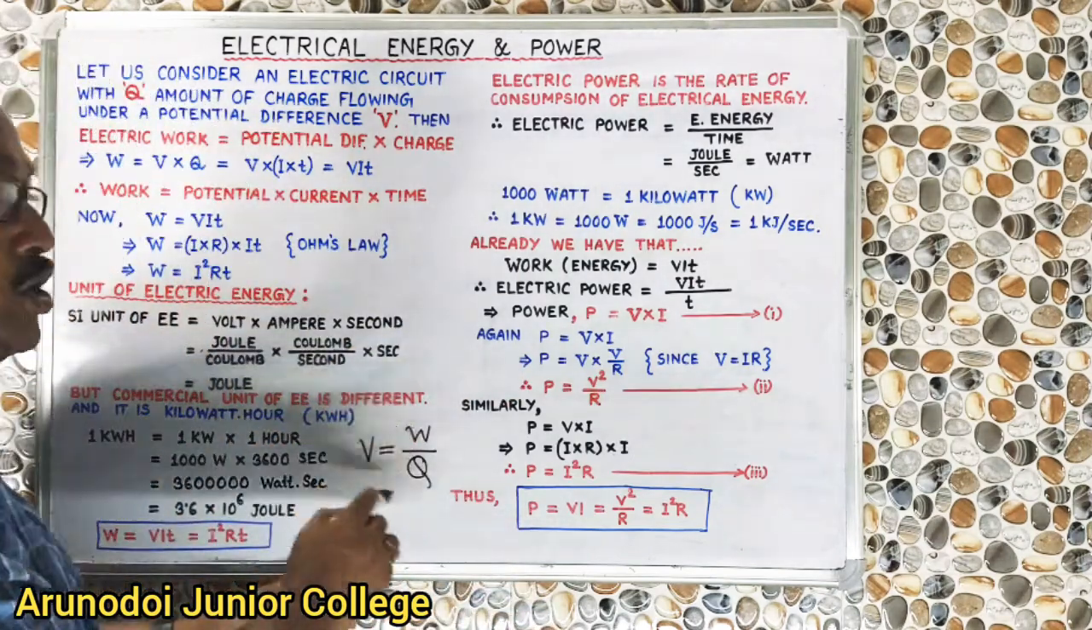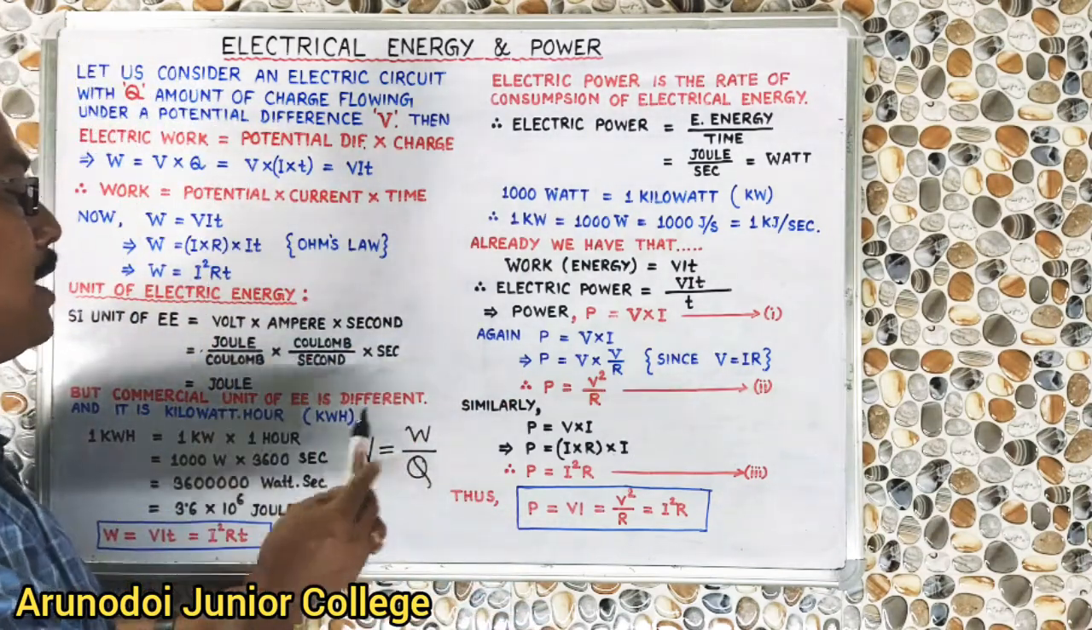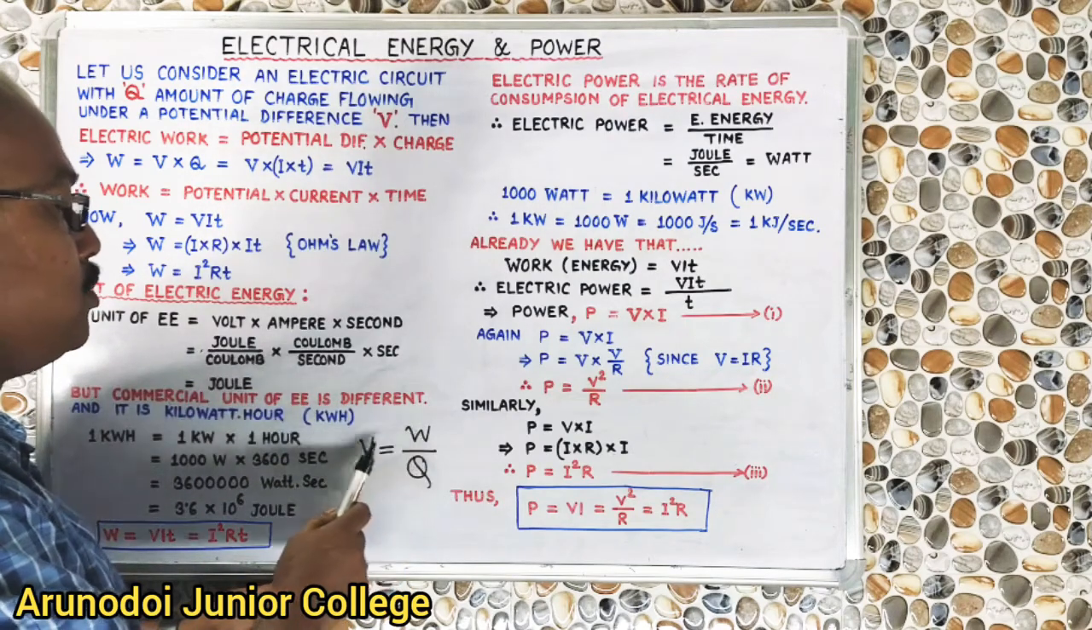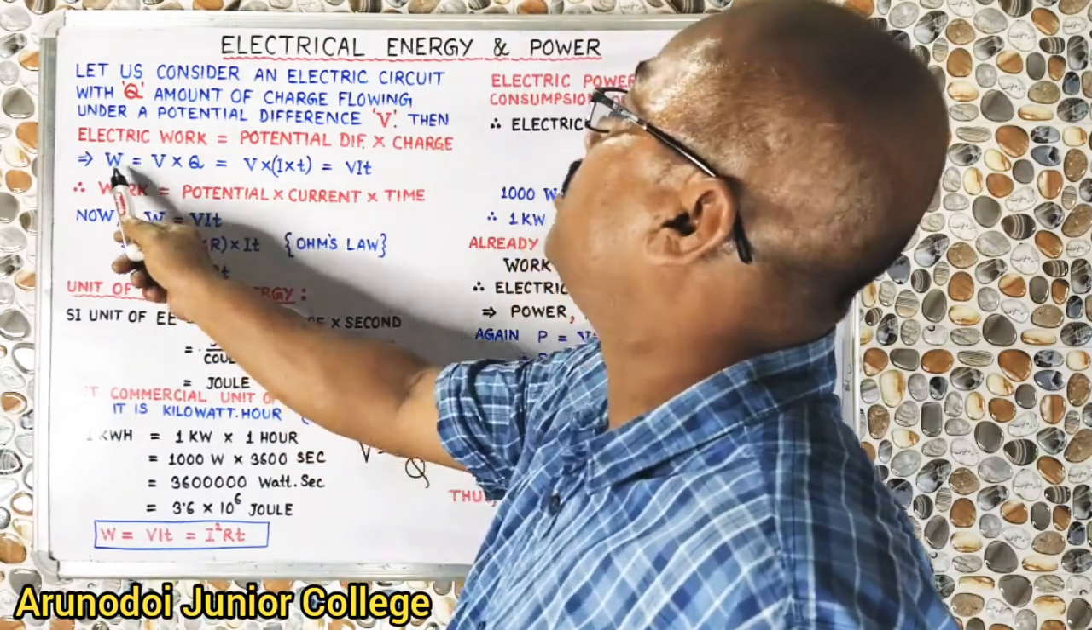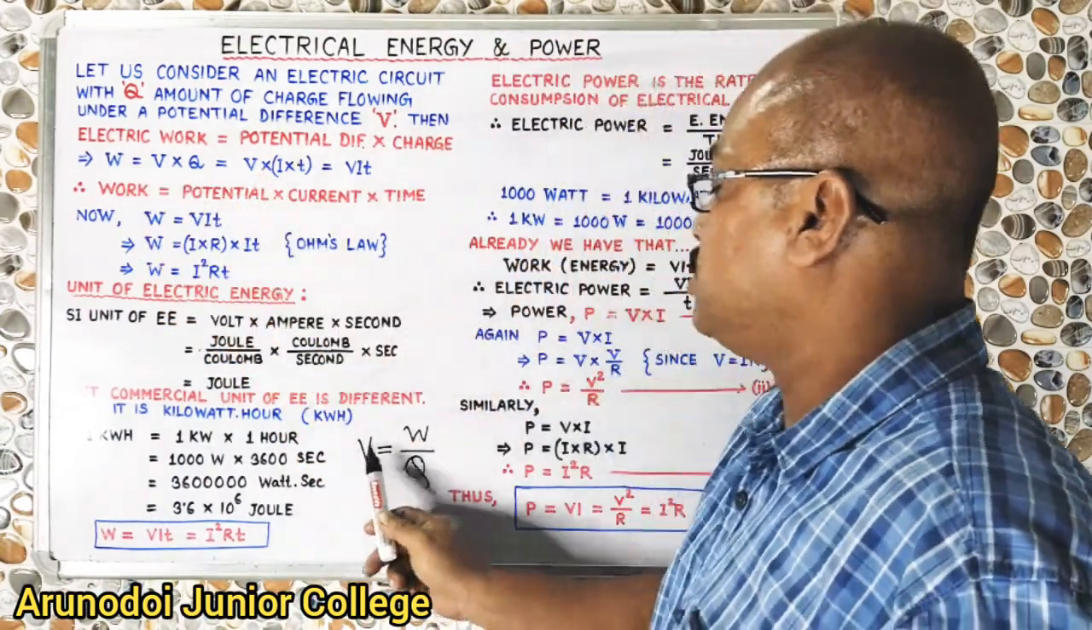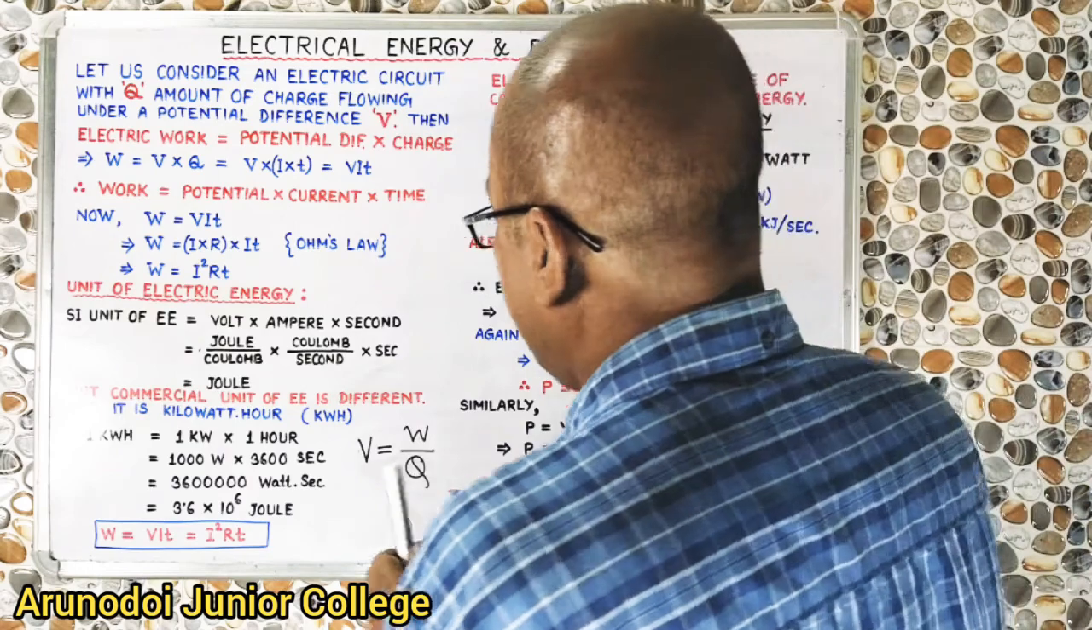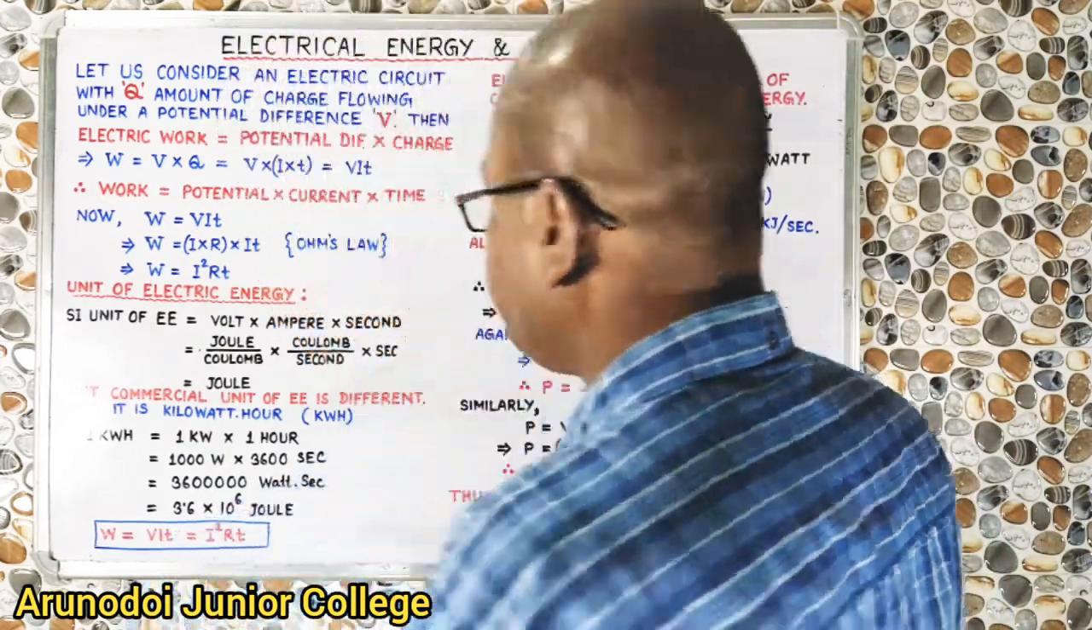Now if this is the formula, V is equal to W by Q, from here definitely we will get W is equal to V into Q, and that is what we are writing here: W is equal to V into Q. So this is the mathematical relation we are getting.